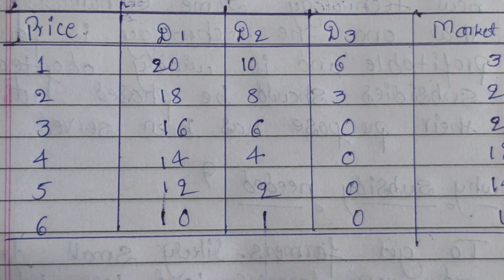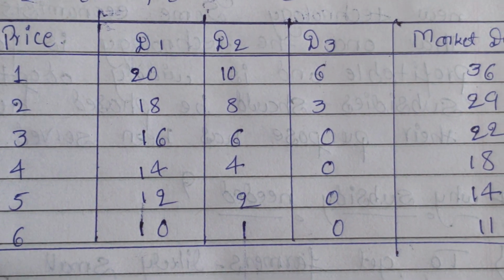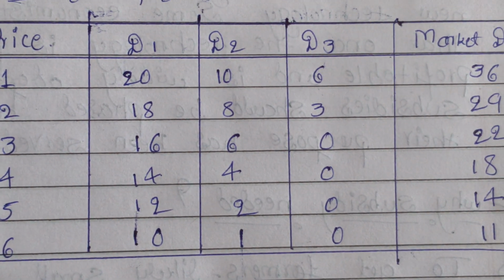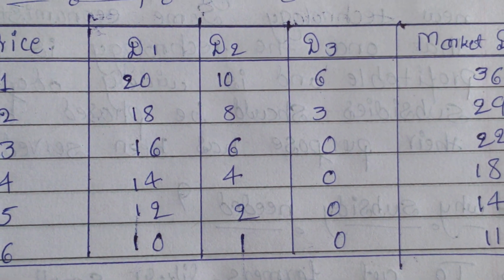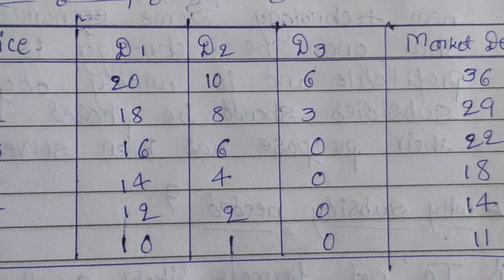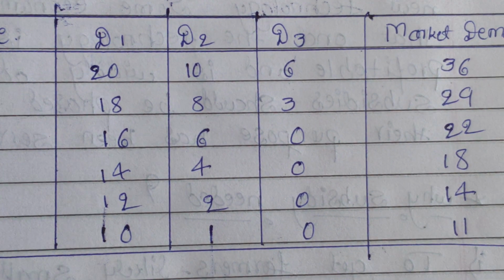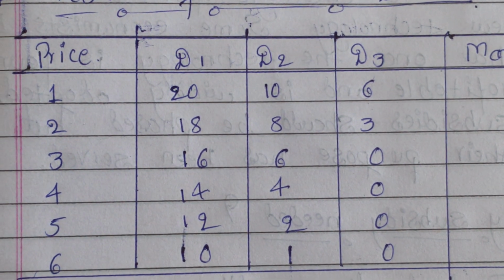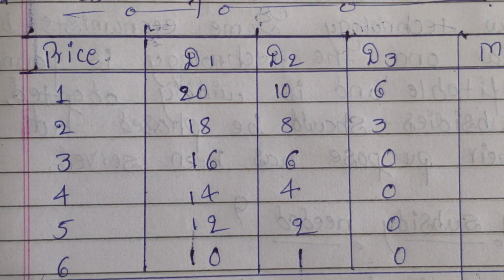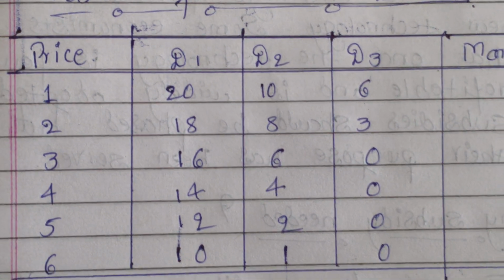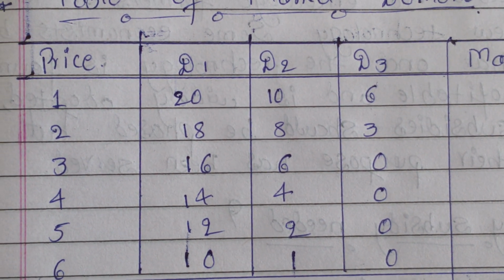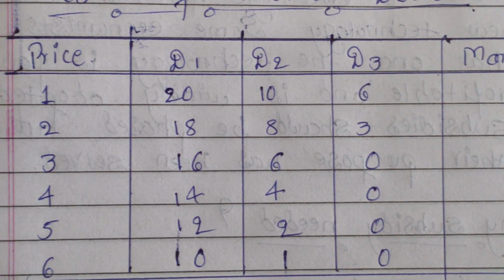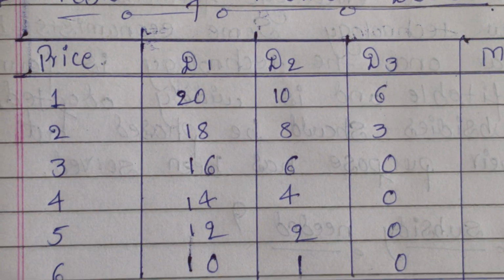Then when price increases from 5 to 6 rupees, consumer A's demand is 10 units, B's demand is 1 and D3 is 0. So 10 plus 1, 11 plus 0, 11 only. So this is about market demand. Dear students, please do prepare and practice. It is a very simple concept, but there are 100% definitely questions asked. Since last year, this is from HOTS questions. Very easy, only additions are there.